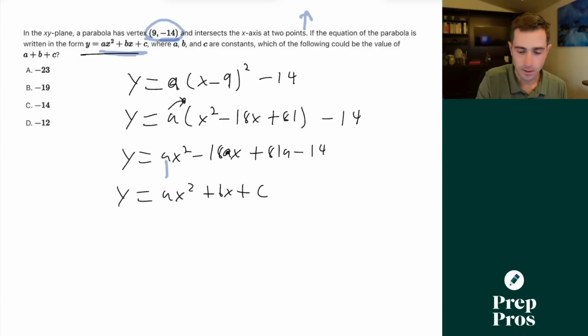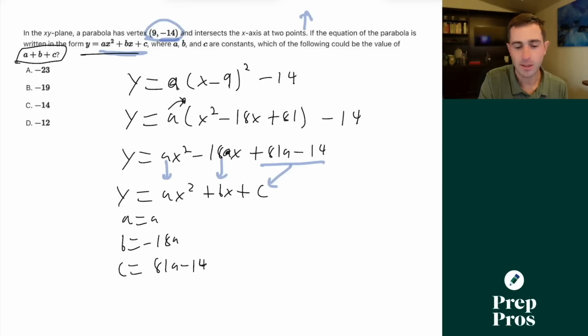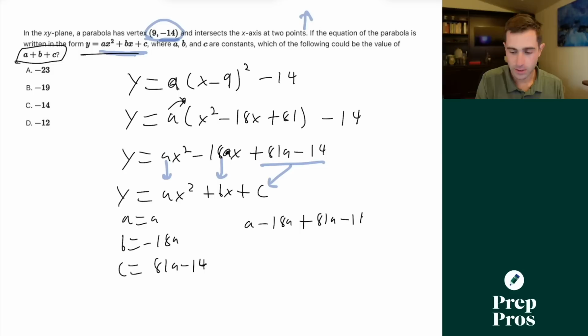So what I know is a equals a, negative 18a equals b, and 81a minus 14 is equal to c. So we'll rewrite those statements. A equals a, b equals negative 18a, and c is equal to 81a minus 14. So now we can take this entire a plus b plus c statement and put it in terms of a, so it's easier for us to work through. So that's just going to be a minus 18a plus our 81a minus 14, and that's going to simplify down to 64a minus 14.